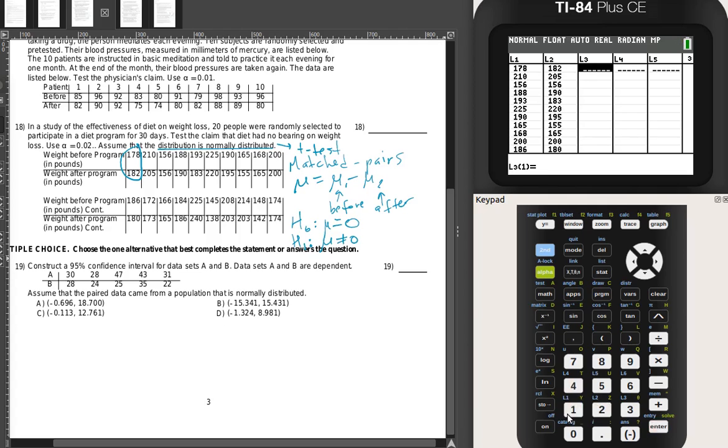And now into list 3, we'll go up and highlight list 3 and press enter. Now we're going to be able to put in a formula for them. We want to do list 1 minus list 2. We want to subtract these entries.